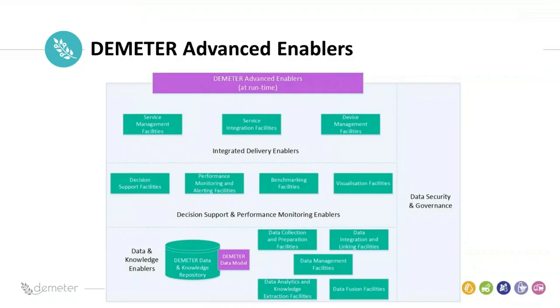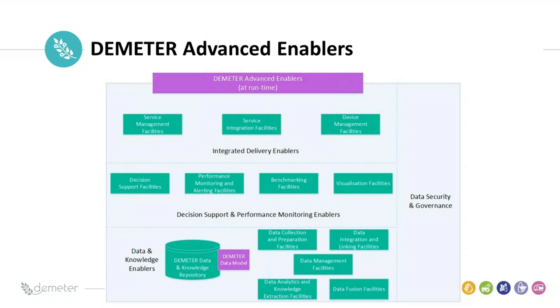This is an overview of the Demeter advanced enablers. The aforementioned core enablers are, as I said, mandatory. And if you want to be able to communicate with the Demeter system in order to either consume or provide your own resources, you have to implement this for sure. But there are also some optional, we call them advanced enablers, that are offered by the system. And if necessary, the interested stakeholders can make use of this as well.